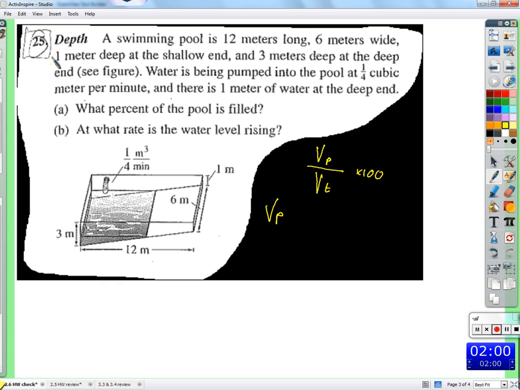I mean, maybe you didn't take note. It's 1 meter deep, 3 meters deep, 12 meters, 6 meters wide, 1 meter deep, shallow, and 3 meters deep at the deep end. Water is being pumped in, 1 meter of water at the deep end. So this is 1. But you need to know the height in order to find? Oh, you need to know this. Oh, okay, I see what you're saying. So you're saying that this triangle and this triangle here are similar triangles. Yes.